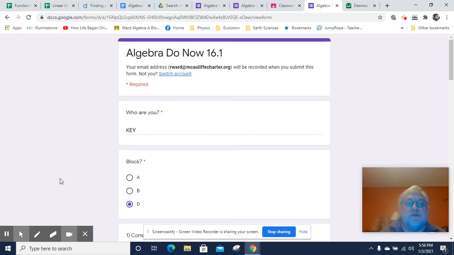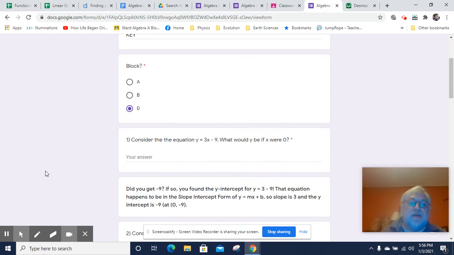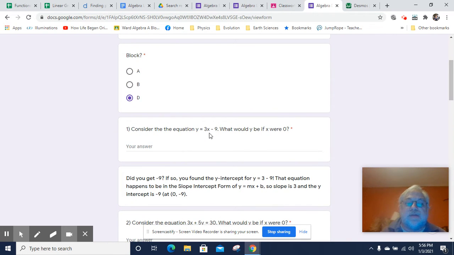This is a key for the do now. So, considering this equation, y equals 3x minus 9, what would y be if x were 0? Well, all you got to do is replace x with 0 and say y equals 3 times 0 minus 9. And of course, 3 times 0 becomes just 0, and you're left with y equals negative 9, and that's what y is. So y is negative 9 when x is 0.